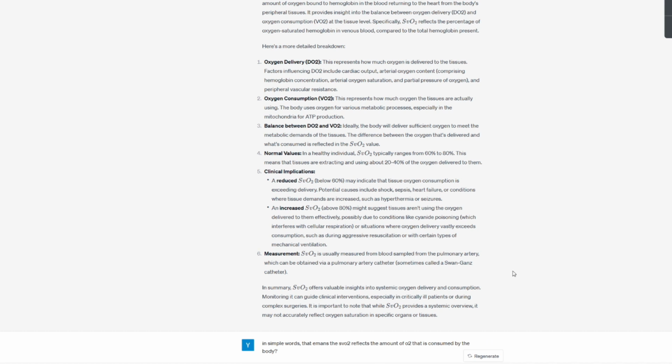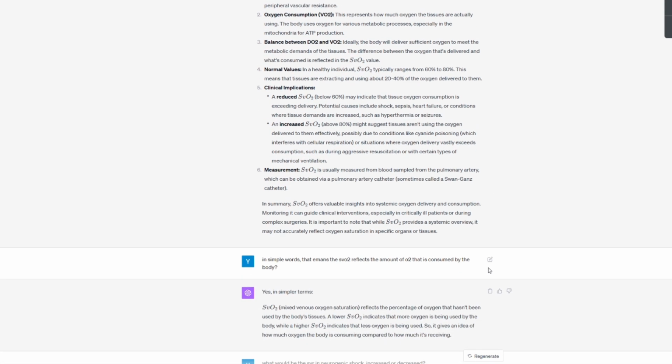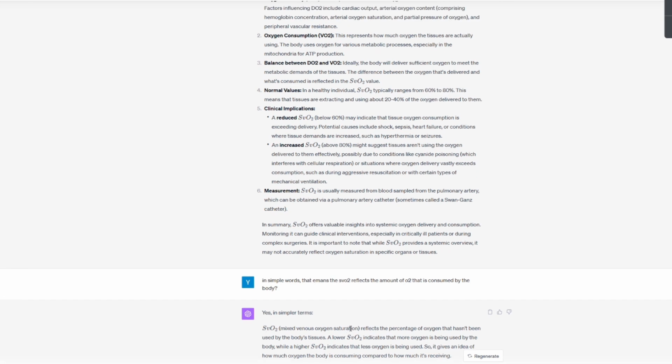So, like a live tutor, you can just keep asking ChatGPT questions to clarify, make it simpler and simpler words, and it will help you with that. Here it did mention that a lower SpO2 indicates that more oxygen is being used by the body. A high SpO2 indicates that less oxygen is being used. So it gives an idea how much oxygen the body is consuming compared to how much it's receiving. That's simple enough. After I read this, again, if you don't understand, keep clarifying with ChatGPT.